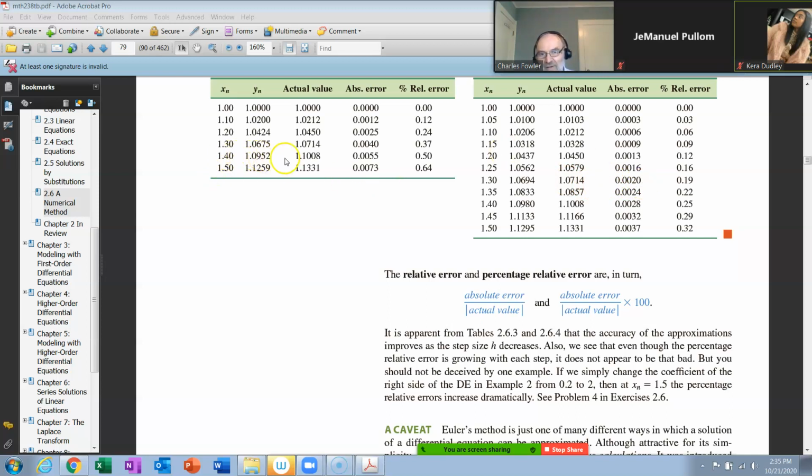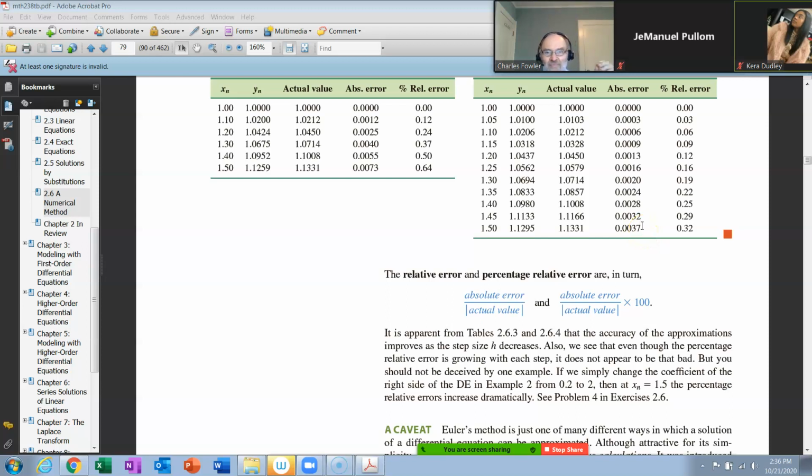1.4 here, your error is 0.005. Still very, very close. Here, 1.4 is 0.0028. Wait, am I right? Yeah, 28, which would be, again, very close to half the error. Okay, and 1.50 here, you're off by 0.0073, which is pretty close. Here you're, again, very close to half of that.